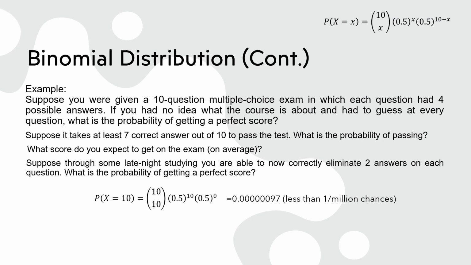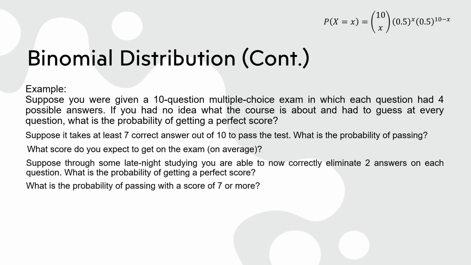We want to find the probability of getting exactly 10 correct answers, which means the probability that x equals 10. This can be done using the binomial formula, which is combination of 10 out of 10 multiplied by 0.5 to the power of 10 multiplied by 0.5 to the power of 0, which is still less than 1 in a million chances. After some late-night studying, you are able to now correctly eliminate 2 answers on each question. What is the probability of passing with a score of 7 or more? Or alternatively, what are the chances of passing the course?